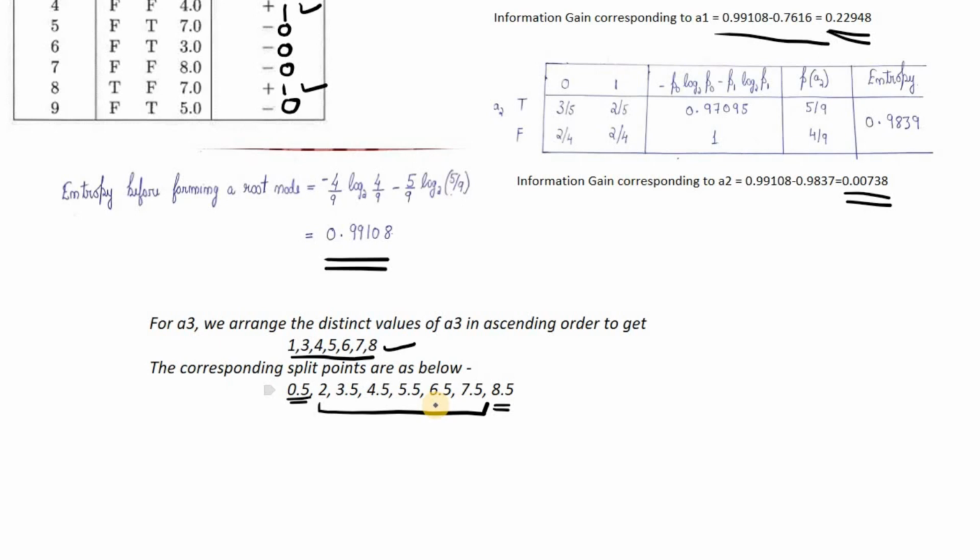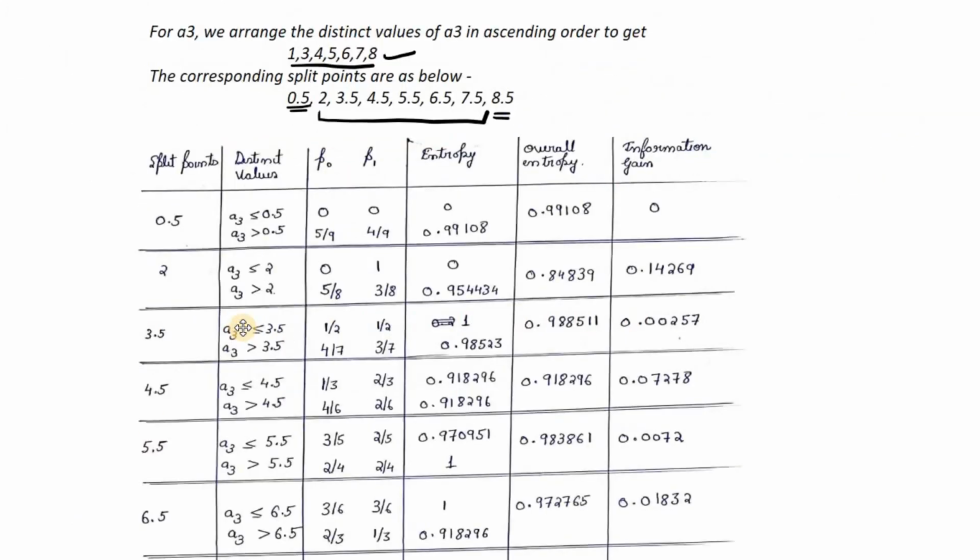And in later stages, we will also explain why exclusion of these extreme values is necessary after the root node is formed. So if we proceed further and follow what we did in part 4 of the video, we get the information gain corresponding to A3 as below. So we clearly see we considered various split points, we considered the distinct values over here. We also considered the entropy and the overall entropy.